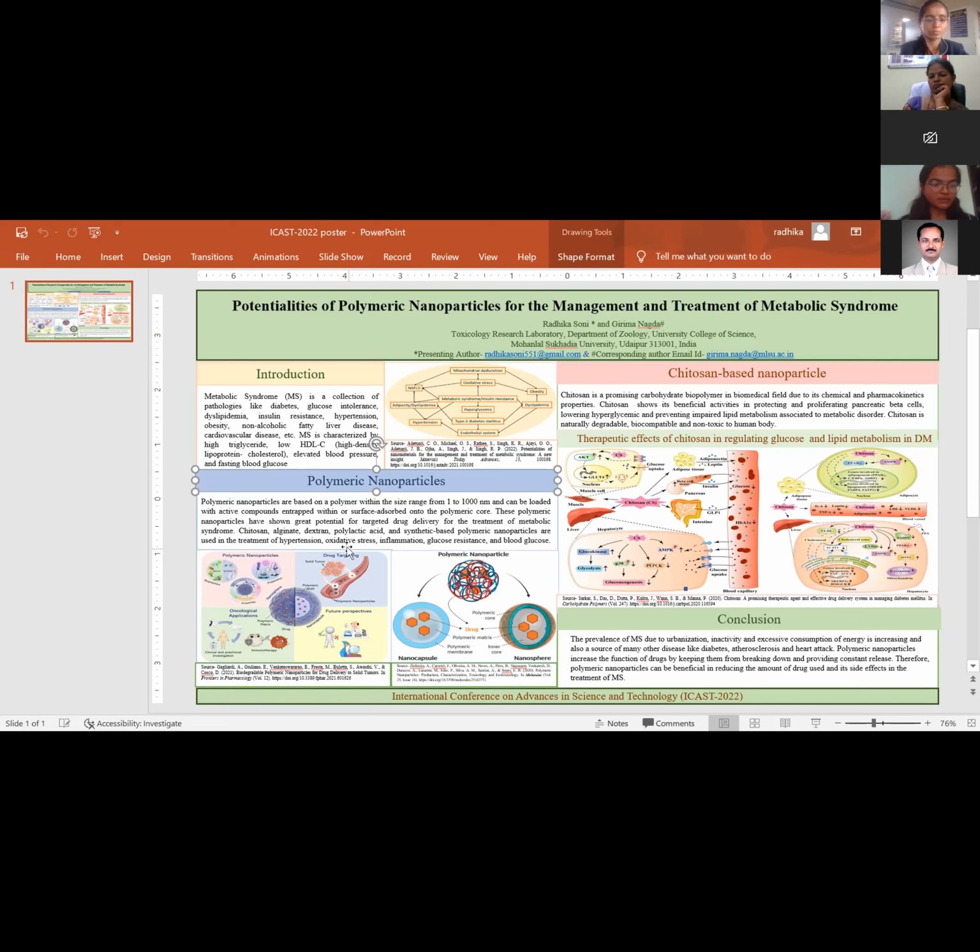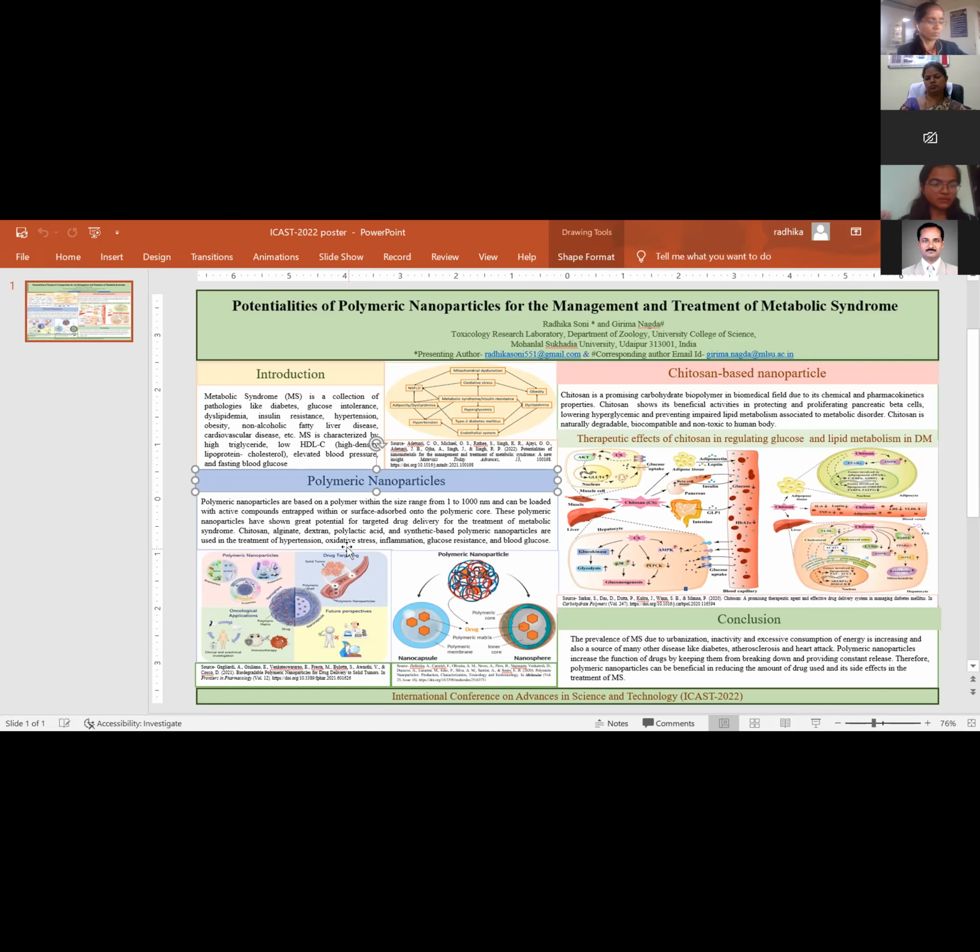Metabolic syndrome is characterized by high triglyceride, low HDL-C, elevated blood pressure, and fasting blood glucose. In India, about 10 to 30% of people are suffering from metabolic syndrome, in which abdominal obesity is one of the major risk factors for insulin resistance, type 2 diabetes and cardiovascular disease. In the treatment of metabolic syndrome, nanomaterials can be used because of their more efficacy and minimum dose requirement.